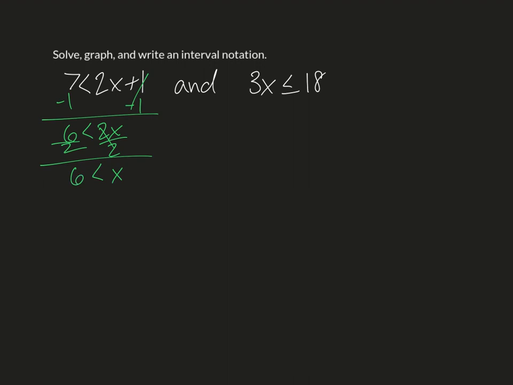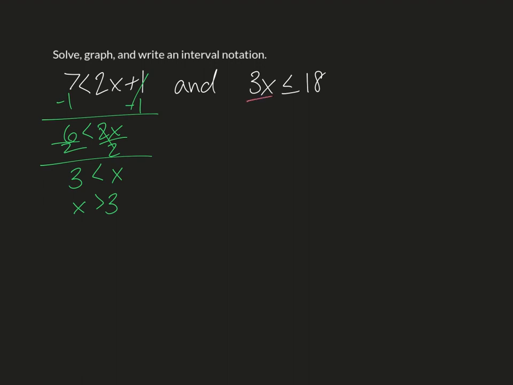If that's kind of confusing to you, whoops, I put 6. Let me fix that really quick. If that's a little bit confusing to you, to write that way, remember you can always flip it to x is greater than 3 if that's easier for you to understand. I'm going to do the other one in another color, and you will see why.